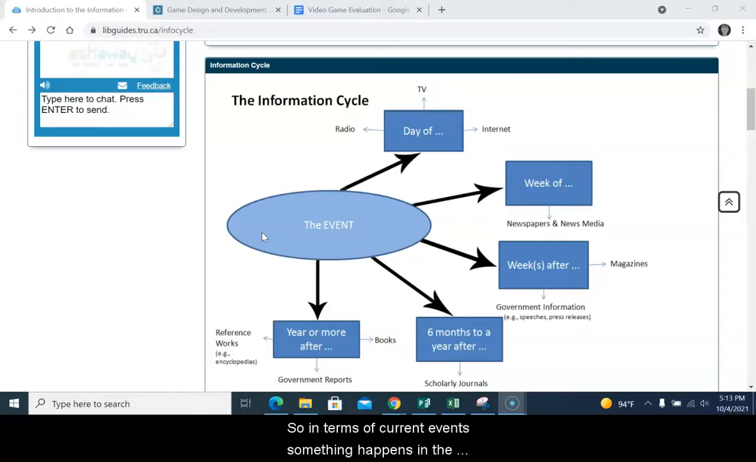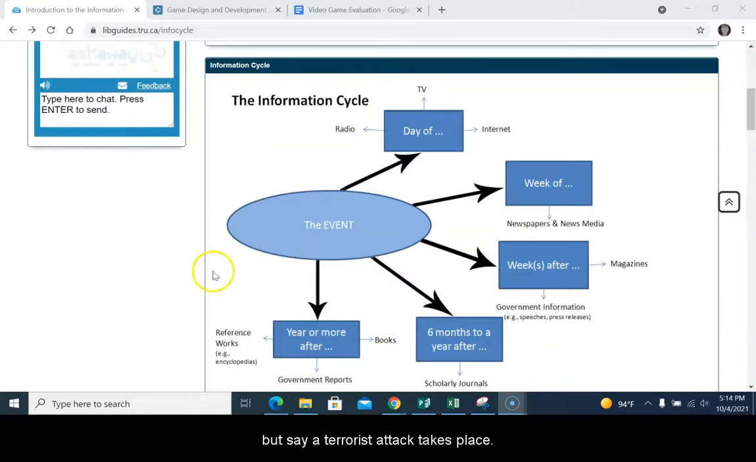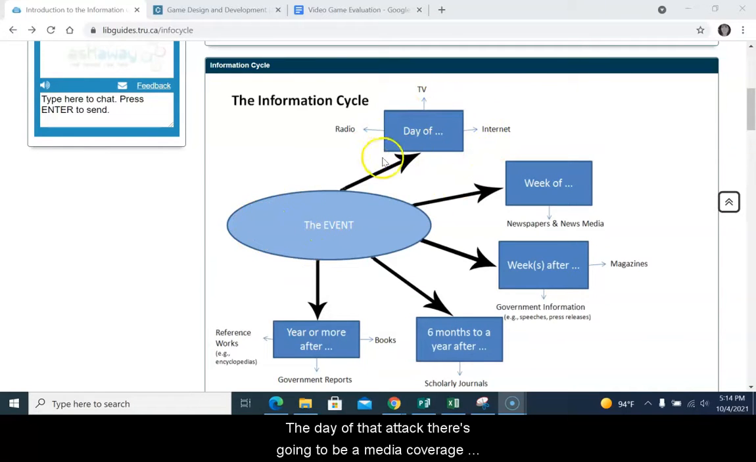So in terms of current events, something happens in the world. The event takes place. And say, for example, that event is a terrorist attack. That's an unhappy example, but say a terrorist attack takes place. The day of that attack, there's going to be immediate coverage of the event. The event is still unfolding. It's probably chaotic, and not everything is known about the event the day that the event happens.